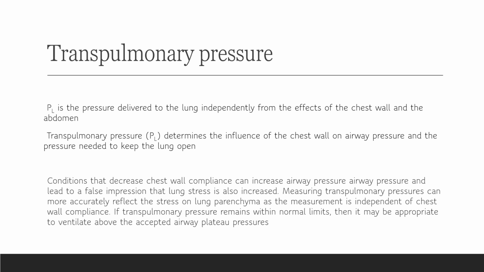Conditions that decrease chest wall compliance can increase airway pressure and lead to a false impression that lung stress is present or has increased. In such situations, measuring transpulmonary pressure can more accurately reflect the stress on lung parenchyma, as the measurement is independent of chest wall compliance. So you can ventilate such patients above the accepted airway plateau pressure if transpulmonary pressure remains within normal limit.